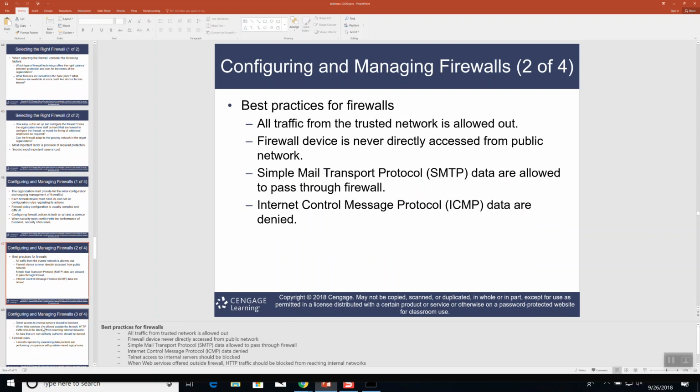Firewall device is never directly accessed from public network. What's that mean? If I'm at home, should I be able to access the firewall device directly? Configure it? That'd be bad. Even an administrator, you don't want that. You don't want to be able to log in from home and work with the firewall. Because if they can do it from home, what could somebody else do?